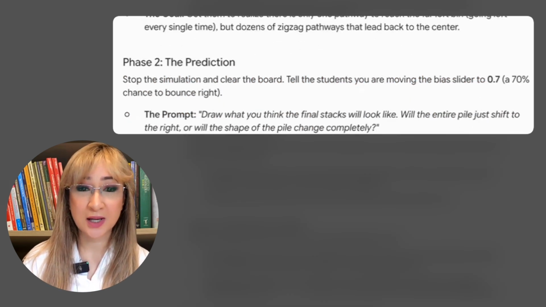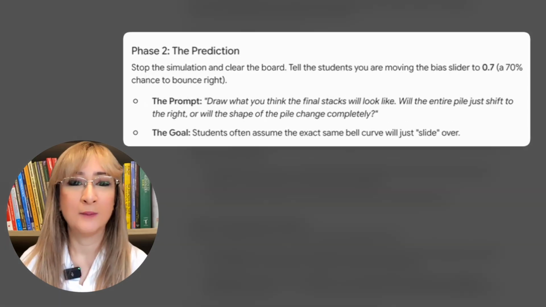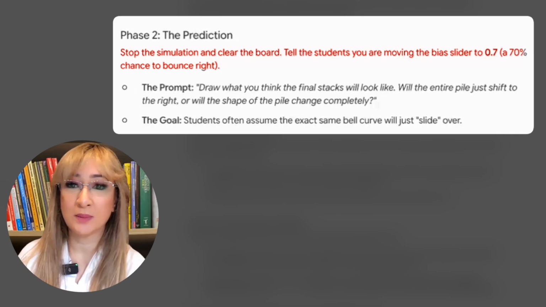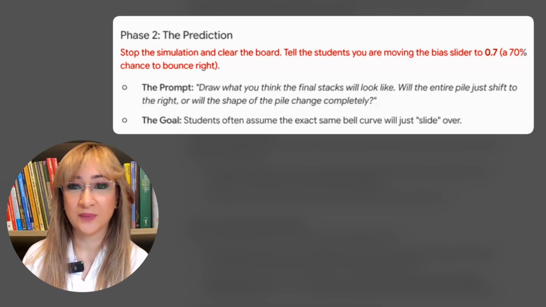And then phase 2. I love how Gemini suggested these different phases for the inquiry activity, and how it's really interactive and asking students to analyze and critically evaluate, right? So phase 2: stop the simulation and clear the board. Tell students you are moving the bias to 0.7. I might ask students to work in groups of 2, maybe pairs, looking at one laptop, because we don't want students to be working in isolation. We want them to be able to discuss and collaborate.